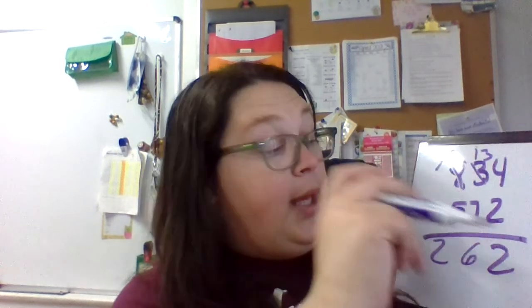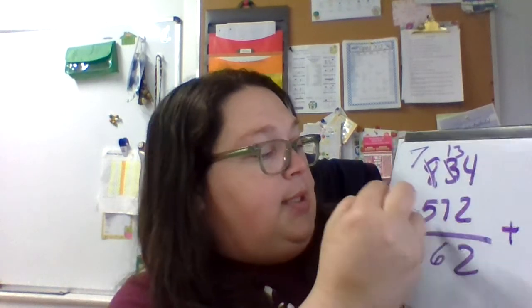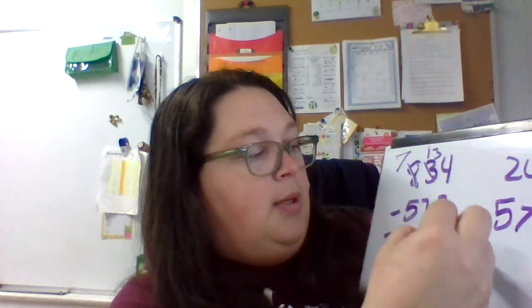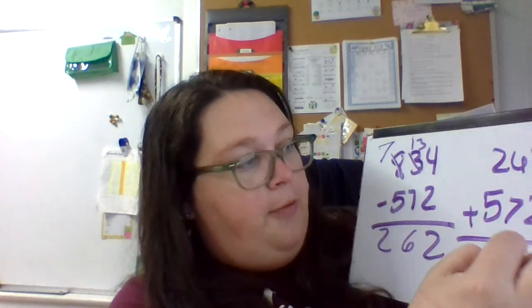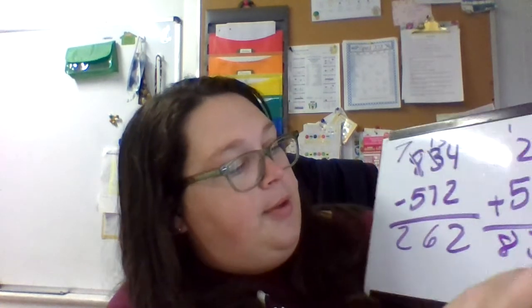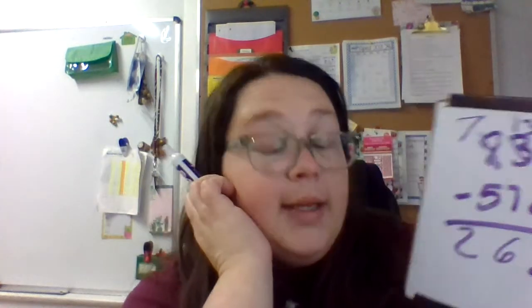Now, to check it, I'm going to take my bottom number and I'm going to put it up here, 262. And then I'm going to add it to this one right here that I subtracted from, 572. And then I'm going to add them together. So I've got 4, 3, 1, and 8. 834 here, 834 there. I did it right. Okay, that's one of the problems you're going to do.